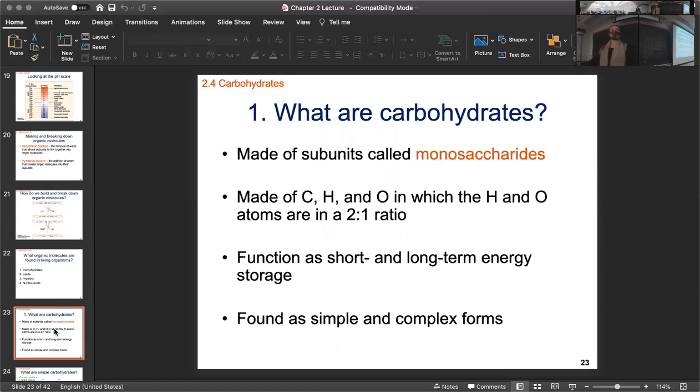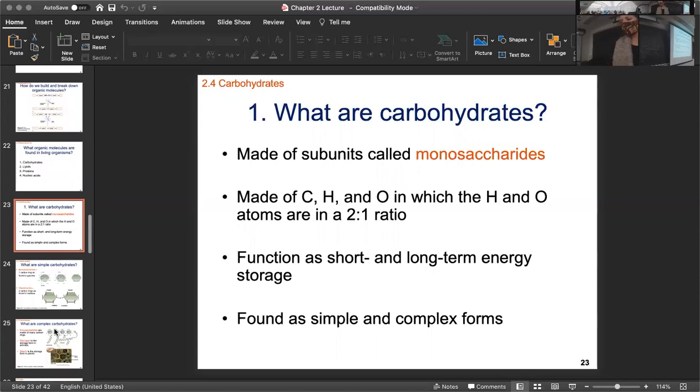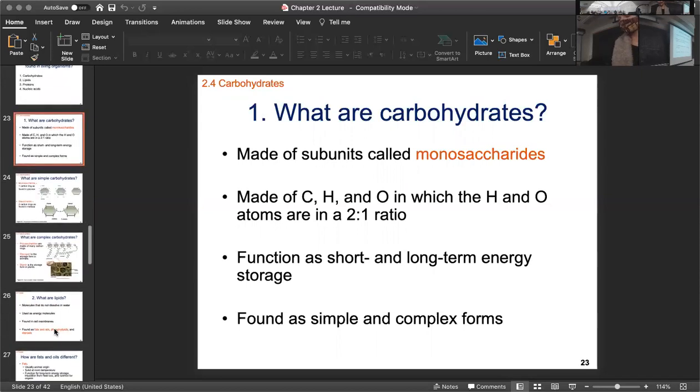When we look at the macromolecules, there's a couple of things that I want us to know. I want us to know what they're made of. What is a carbohydrate made of? What makes up the carbohydrate? What is the building block, the Lego block of a carbohydrate? It is made up of subunits called monosaccharides. When you have more than one saccharide, they're called polysaccharides, and we'll talk about that in a couple of slides.